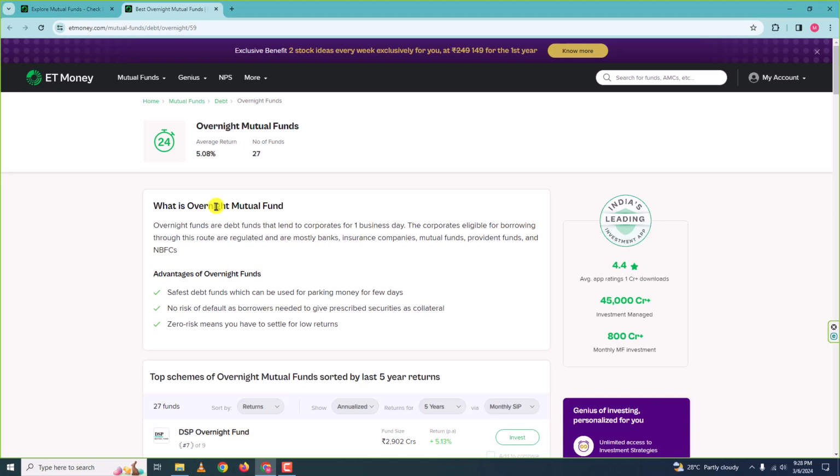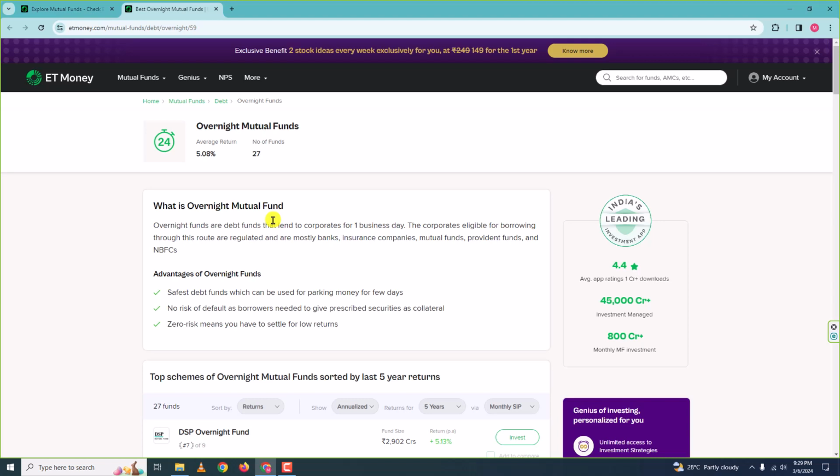Okay, so if I invest 10,000 rupees in any of these funds, they would take my 10,000 rupees and invest it in bonds maturing in one day. Once it matures, they will take my money and invest in a different bond that would mature the next day. Once it matures, they would take my money and invest in bonds that would mature the next day and so on.